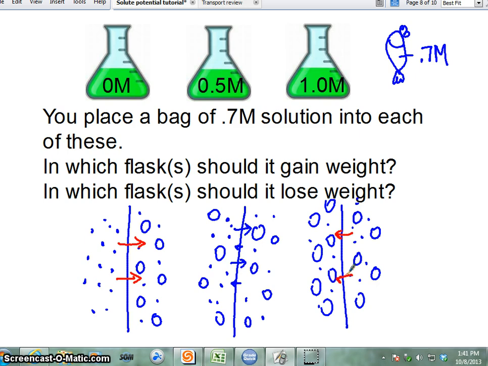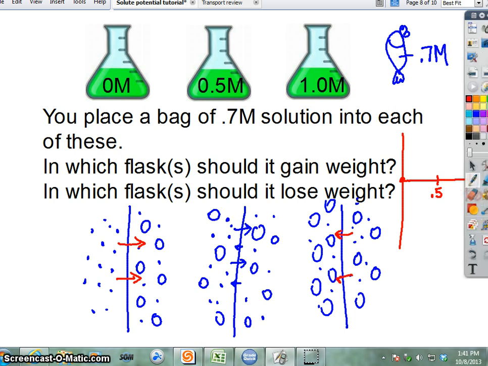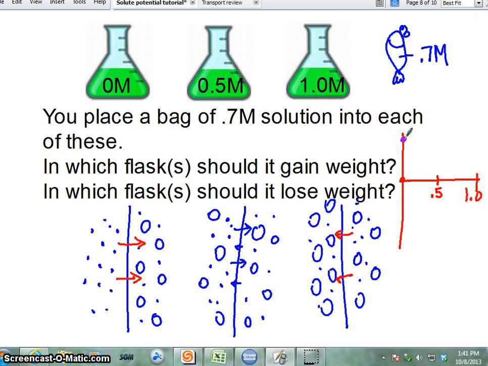Alright. Now here's my point. We could graph this. So let's imagine making one of our T graphs that I taught you how to make, that you're going to have to know how to make on the test. We've got 0, 0.5, and 1.0. And we said that in 0, this bag will gain probably a lot of weight. In 0.5, it's not going to gain as much. And in 1.0, it's going to lose some weight.